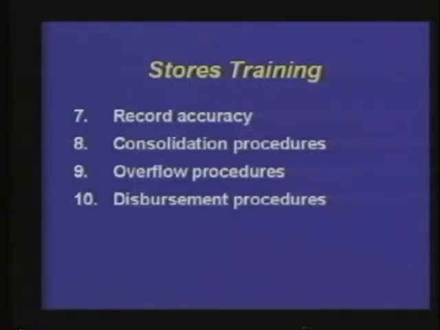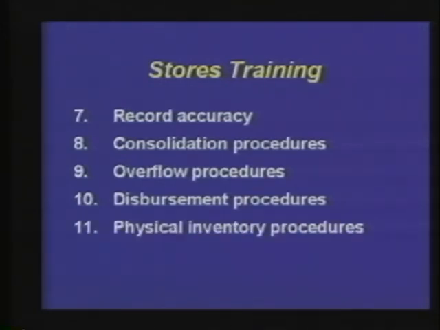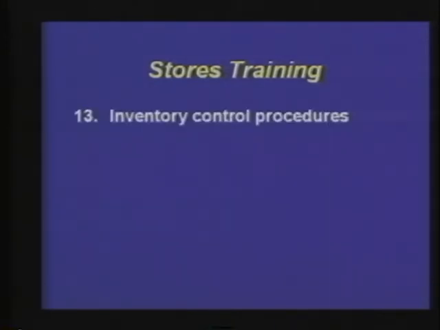What are our disbursement procedures relative to issuing material out? And what are we issuing material against? What are the physical inventory procedures if we're not doing cycle counting? And as item 12 indicates, what are the cycle counting procedures and the training associated with that? Now, continuing on to page 50B, we have the various inventory control procedures.